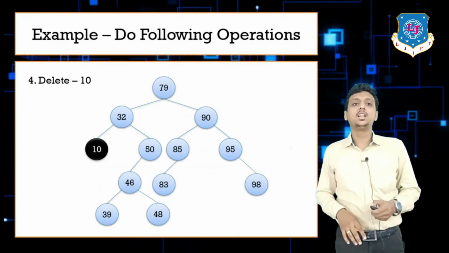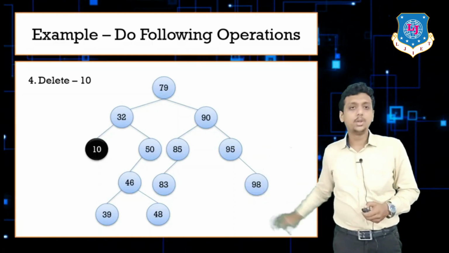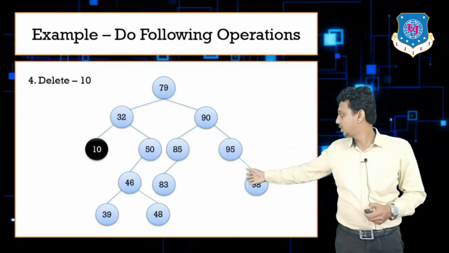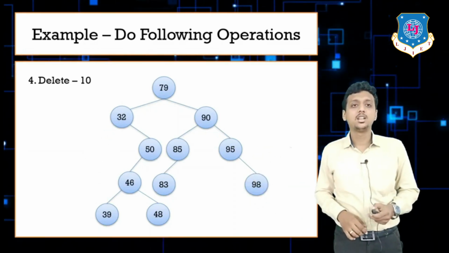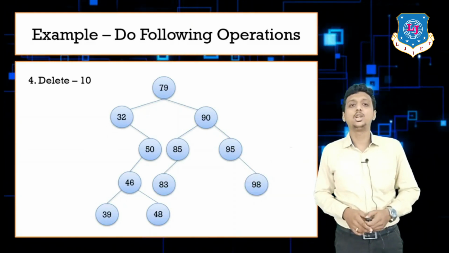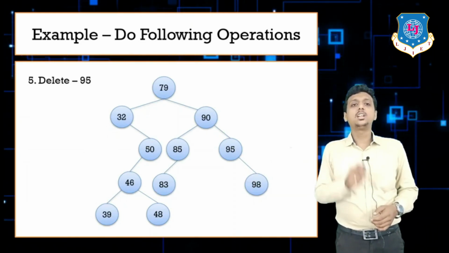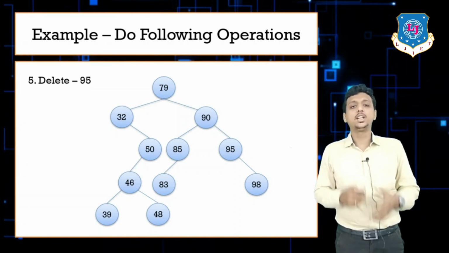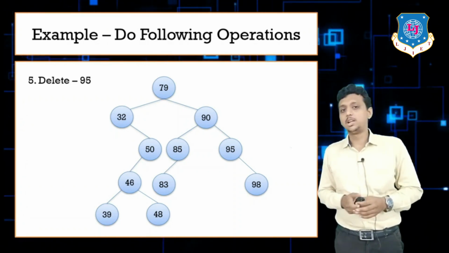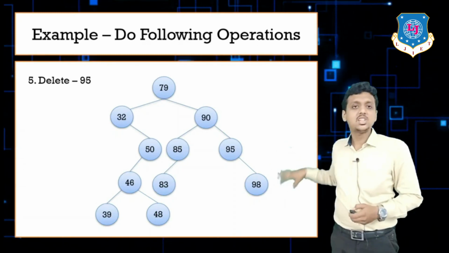Fine. So to delete node 10, we can easily say that 10 is a leaf node, so we can directly delete this node. I am just removing node 10 from my figure. That's it, this is my answer. Delete 10 node. Next, students, I need to delete 95. If I want to delete 95, now tell me, does 95 contain any child node?